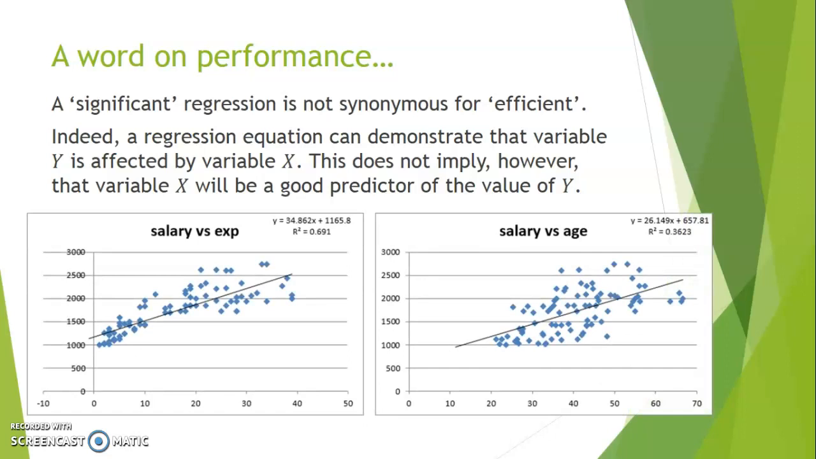Here's a representation of this, where on the left we have a scatter plot where salary is expressed in terms of an employee's experience. On the right, the same salary is expressed in terms of the employee's age. Notice how the scatter plot on the left is much more tightly represented to the best fit line, whereas the second cloud of points is more dispersed. So the line is a better predictor in the first case than in the second.